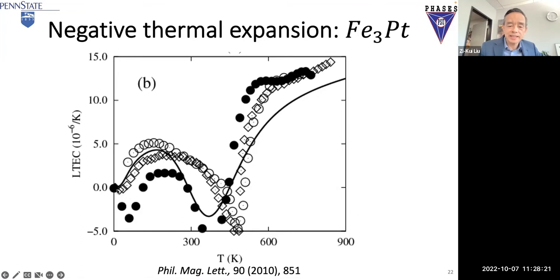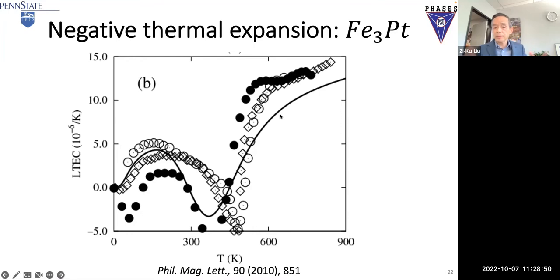And then you see that first the linear thermal expansion coefficient is positive, as it should be. Okay, then it reaches a maximum, then starts to decrease, then becomes negative. That means the volume shrinks when temperature goes up. And then it continues to be negative, then reaches the minimum, then starts to become less negative, becomes zero, becomes positive again.